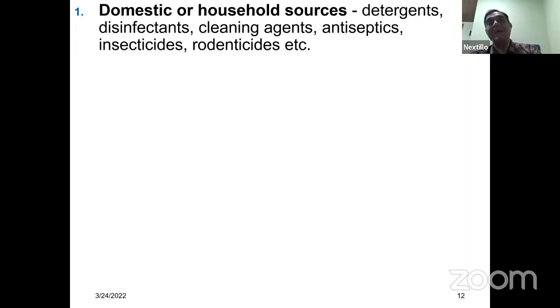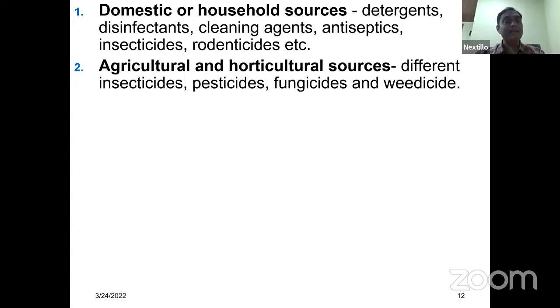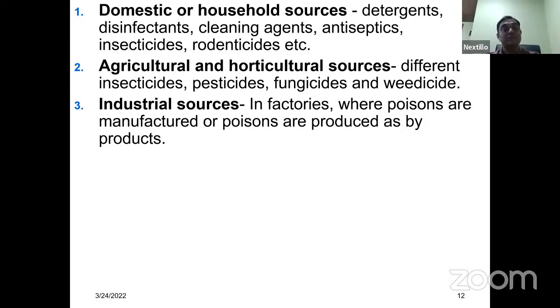Domestic or household sources, like detergents, disinfectants, cleaning agents, antiseptics, insecticides, rodenticides. Here, the insecticides or rodenticides used for domestic or household purposes are less toxic than the pesticides or insecticides available in the market for farmer preparations, or you can say field preparations. Agriculture and horticulture sources include insecticides, pesticides, fungicides, weedicides, and many other agriculture products.